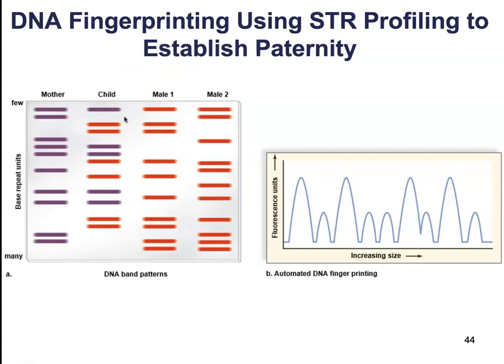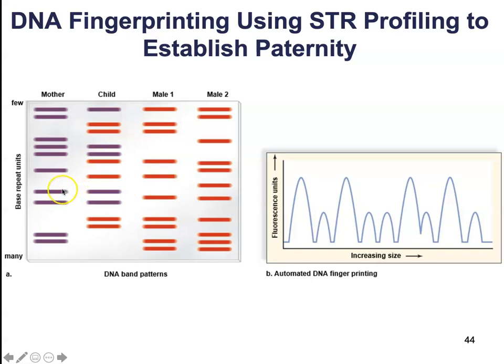The next band that the child has matches with a band that is found over here on male 1. This band also matches a band that's found on male 1. This band here matches the mother's DNA. This band matches the mother's DNA. This band matches, it looks like, not the mother. It does match male 1, does not really match male 2. Male 2 is a little bit off center from this band. This band here does match male 1.